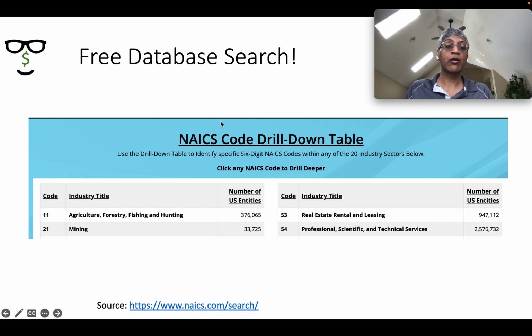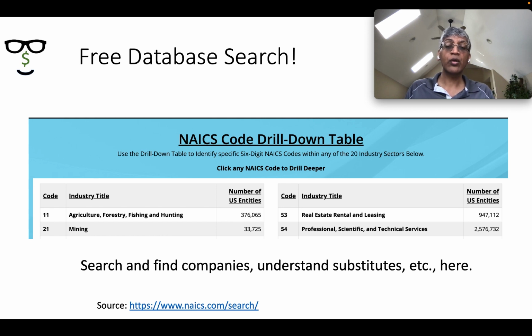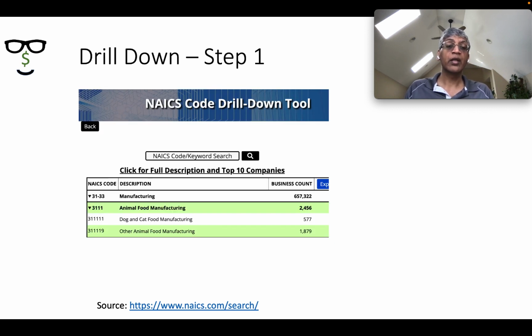naics.com/search, and you can literally drill down and say, well, one is agriculture, one is mining. Let me click on one of those. And when you click on that, you get to drill down. Here, I have clicked on manufacturing. 3.1 to 3.3 is every kind of manufacturing. 3.1.1.1 is animal food manufacturing.